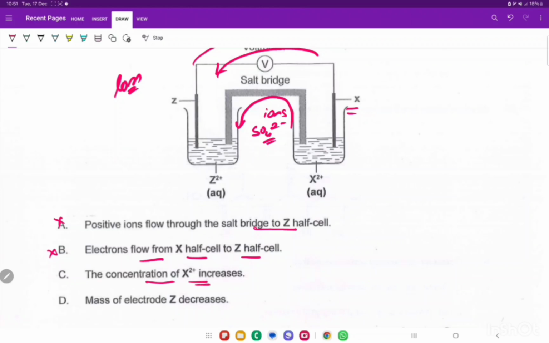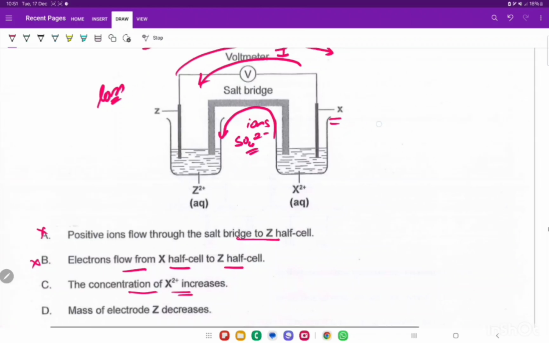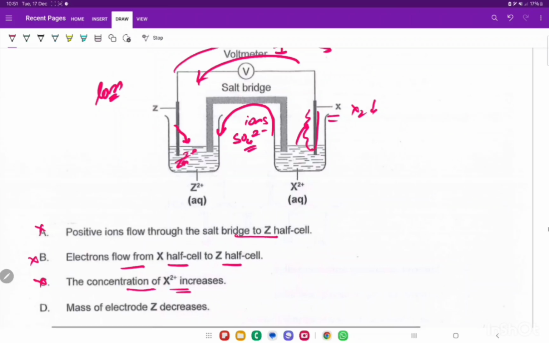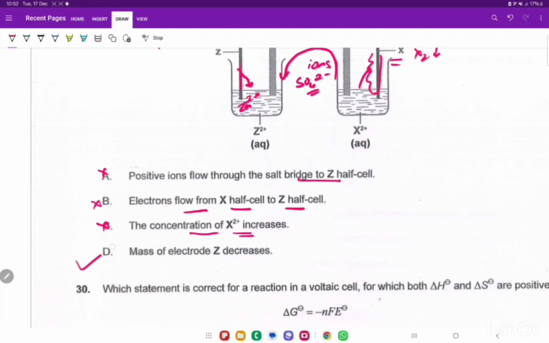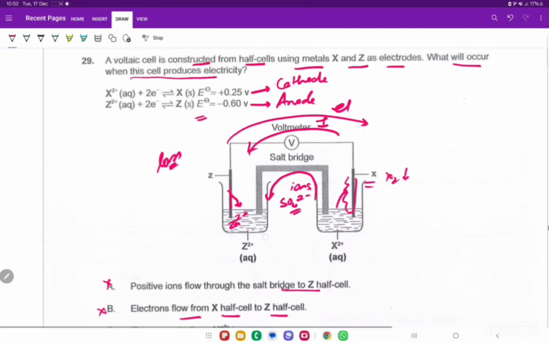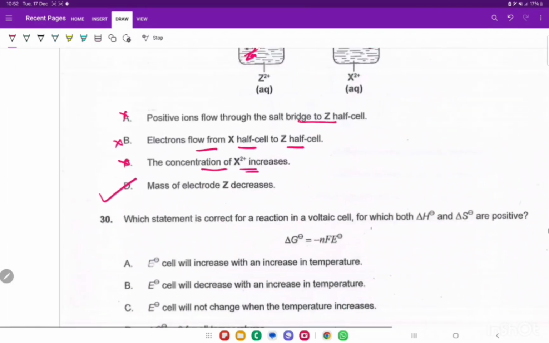The concentration of X2+ will increase? When this reaction takes place, the X2+ ions will accept electrons and start depositing here. The concentration of X2+ will decrease, not increase. This is also wrong. The mass of Z electrode decreases, because Z will dissolve and convert into Z2+ ions. Slowly, Z will be used up and the mass of the Z electrode will decrease. Option D is the correct answer for question 29.